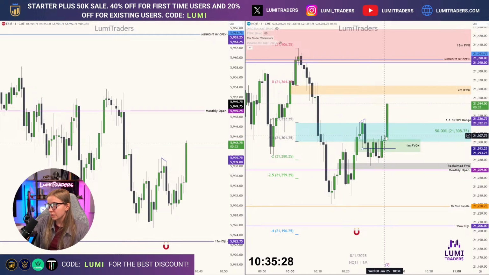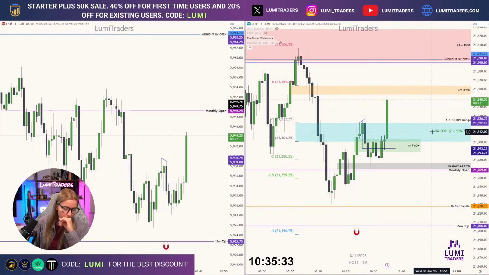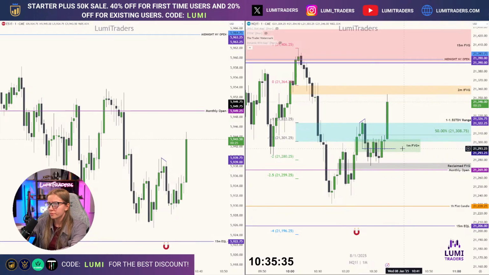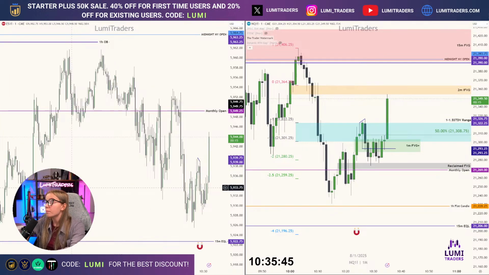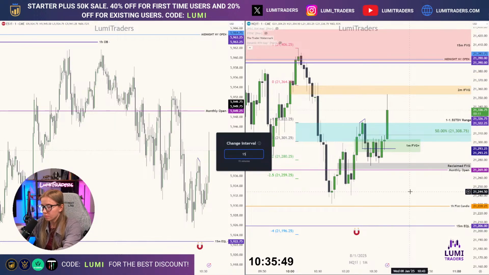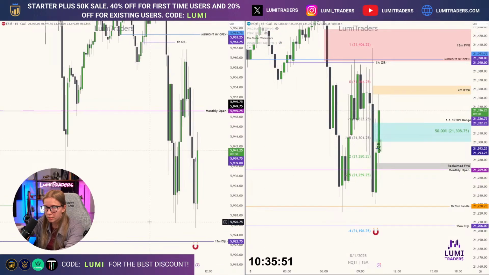See how we broke above this level with displacement? Crazy. Let me see what kind of level we took. Yes, took pre-market low, while basically it looks like we are about to get SMT, right?